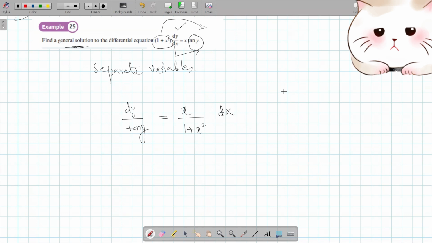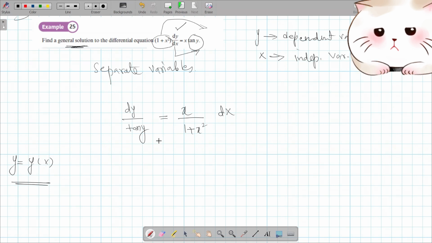And we call the y variable the dependent variable. Dependent variable means y is a function of x. Y depends upon x, so we call y the dependent variable or the unknown function, and x is the independent variable. These are just names for these variables.